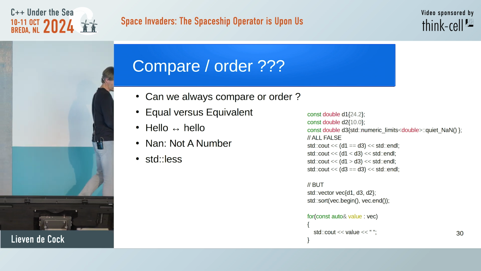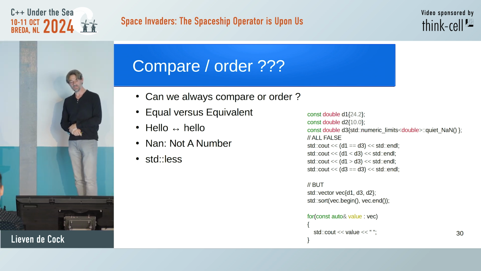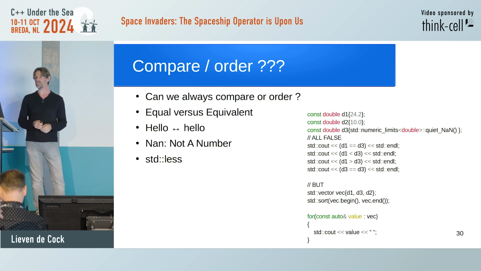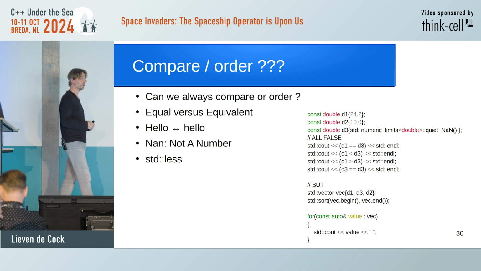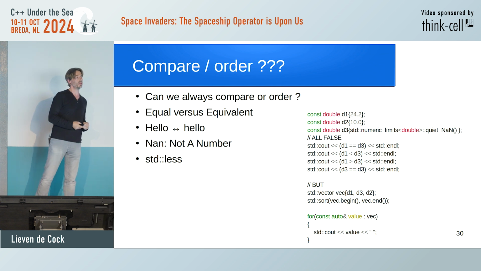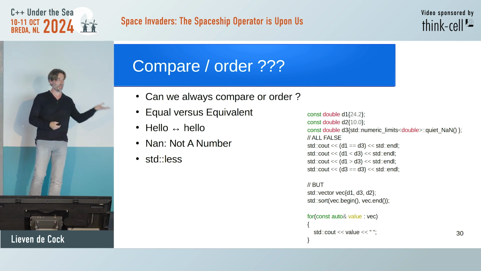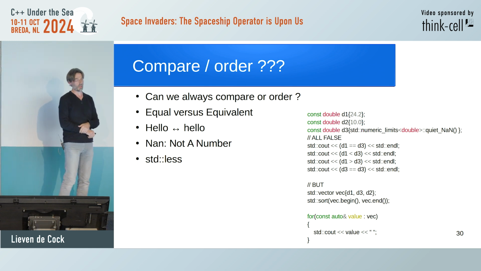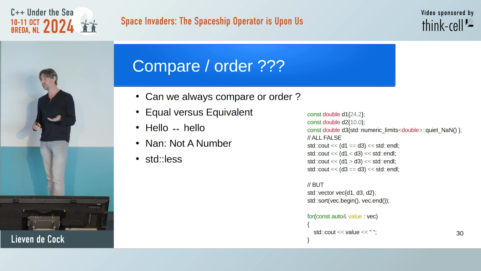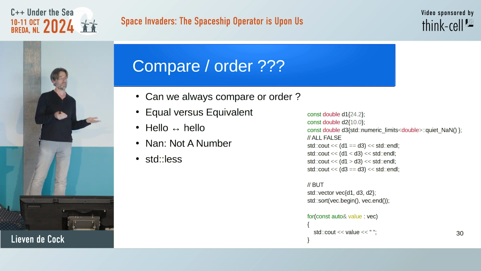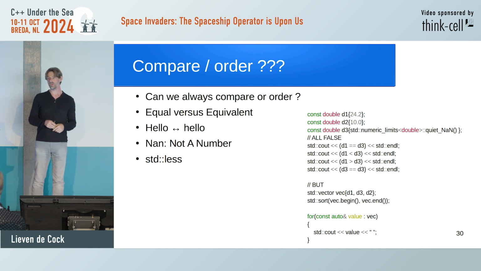Let's take another step back. And what does compare or ordering mean? Can we always compare stuff? Can we always put an order on things? And what is equal versus equivalent? If you have hello with a capital H versus hello with a lowercase h, is this equal or equivalent? It will depend on the context.